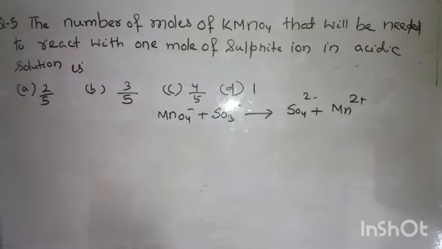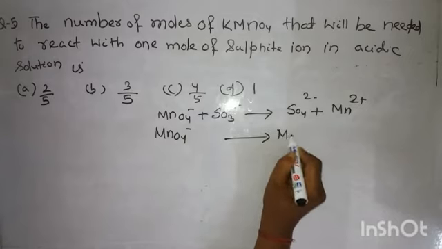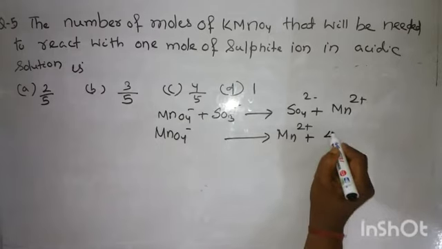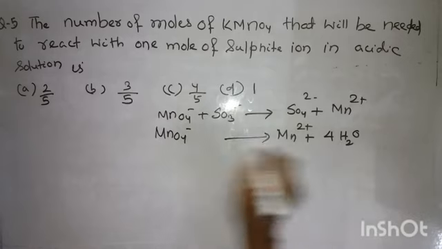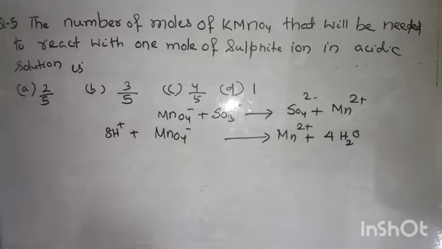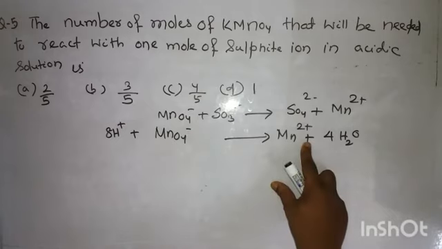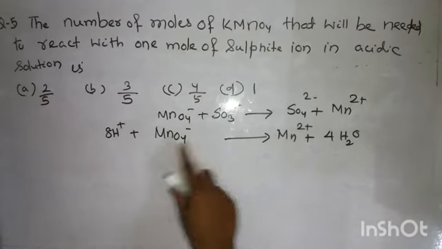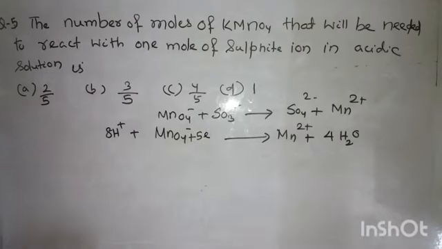The half reaction will be what? First write MnO4 minus gives rise to Mn2 plus. Okay, 4 oxygen atoms, so add 4H2O. This becomes 8H, add 8H plus. Then balance the charge. This is plus 8, this is minus 1, net is 7, and on this side it is plus 2. How many electrons will be added? 7 and 2, so 5 electrons. If you add them, the charge will be balanced.